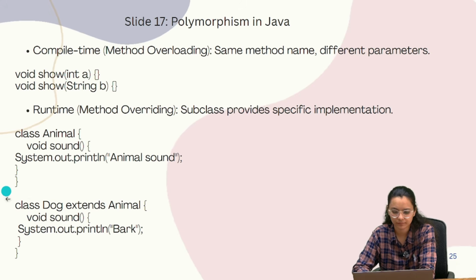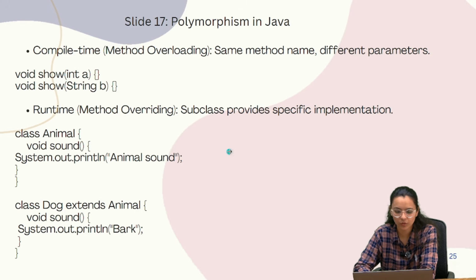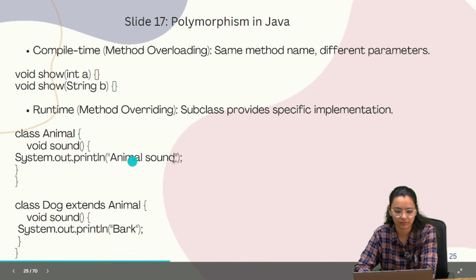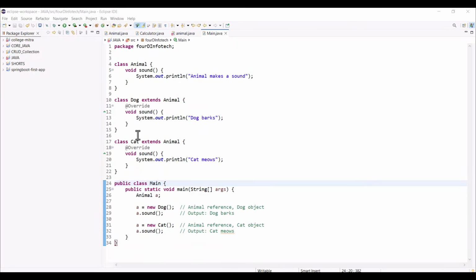Let's see here in method overloading. Method overloading has the same method name but different parameters. But in runtime polymorphism, that is method overriding, it contains the same method, that is sound. Same method, sound, and different behavior. Here is the different behavior, that is method overriding. Let's see the program for runtime polymorphism, called method overriding.